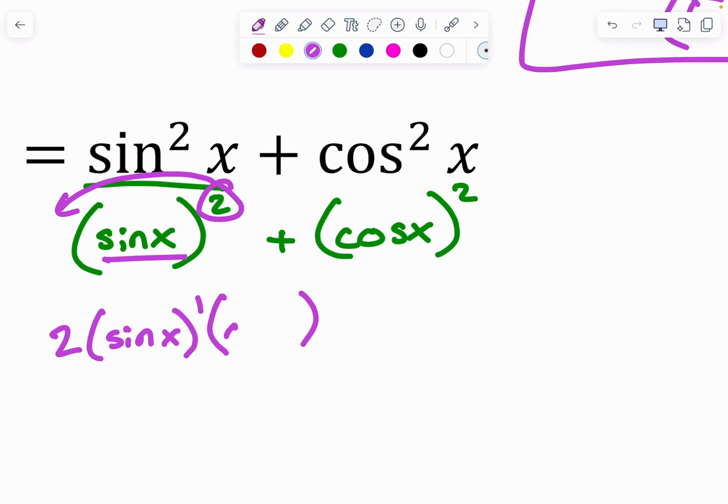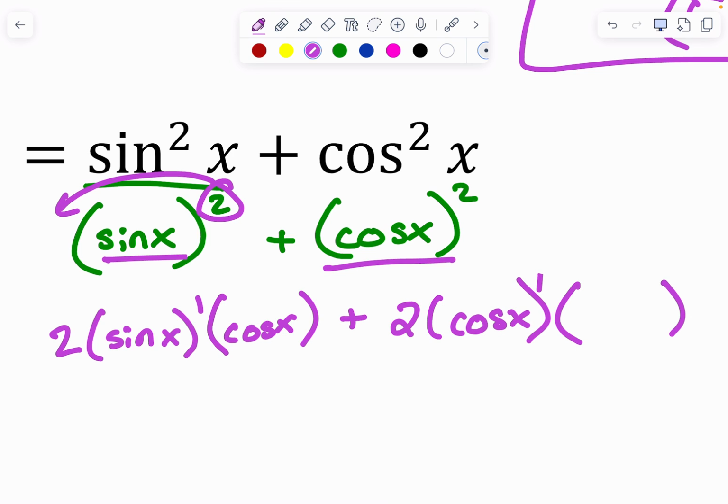Cosine x. Negative. Plus. The derivative of cosine is negative sine. Right? You literally have the blue sheet in front of you. For this guy's derivative, I bring the 2 down in front, the cosine stays to the first power, and the derivative of cosine is negative sine. It says so on the paper.